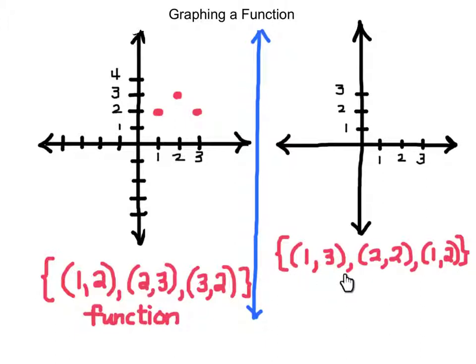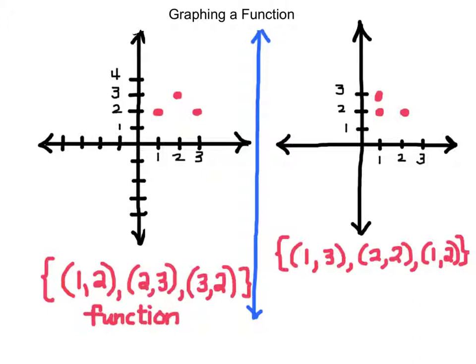Here we have another relationship which gives us 3 points through 3 ordered pairs. The first ordered pair is 1, 3. That gives us the point right here, 1, 3. The second point is the point 2, 2, which is right here when x is 2, y is 2. The third point is the point 1, 2. That is when x is 1, y is 2.